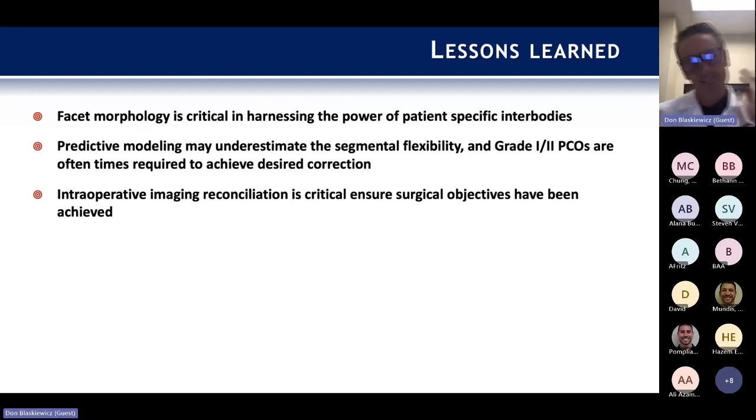And sort of my lessons learned thus far have been that facet morphology is critical in harnessing the power of the patient-specific interbodies. Predictive modeling may underestimate the segmental flexibility, and oftentimes grade 1 and grade 2 posterior column osteotomies are required to achieve the desired correction. And that's where being nimble on your toes intraoperatively, assessing your correction and determining what else you need to do in the back, is nice. Intraoperative image reconciliation really is critical to achieving your plan.